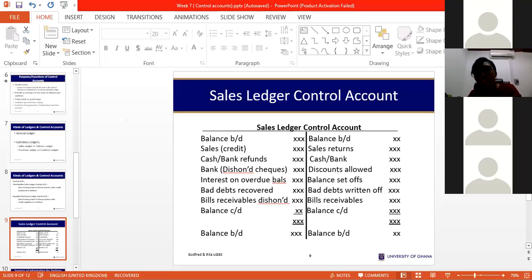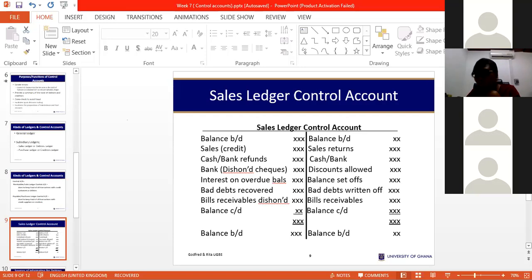Immediately I say this, at this point, we always want to start from double entry. So, sold goods on credit to Ascertain worth 100 cedis. What is the double entry? Madam, you debit Ascertain with 100 cedis and you credit sales with 100 cedis. So you debit Ascertain and credit sales. Good.